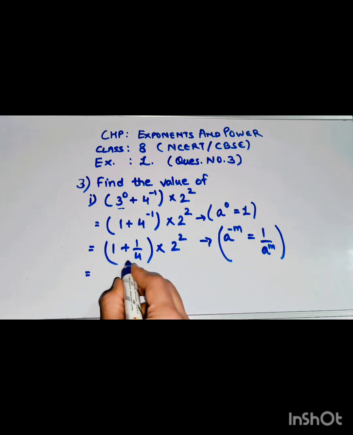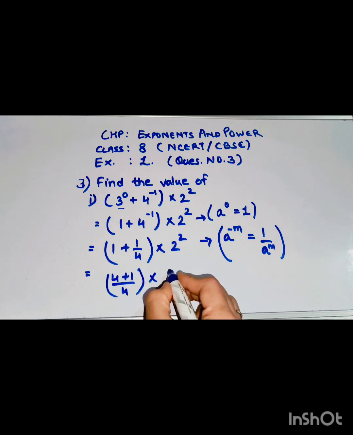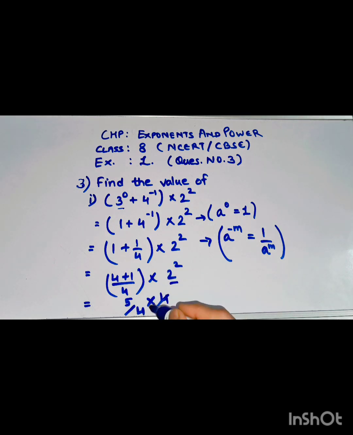So let's take LCM. (4 plus 1) by 4 into 2 raised to the power 2. Now here 5 by 4 into 2 raised to the power 2 means 4. So this 4 will cancel with this. So the answer is 5. Got it? Let's take the second one.